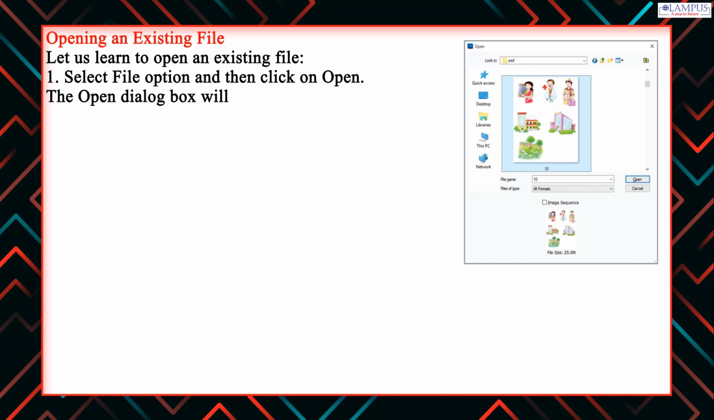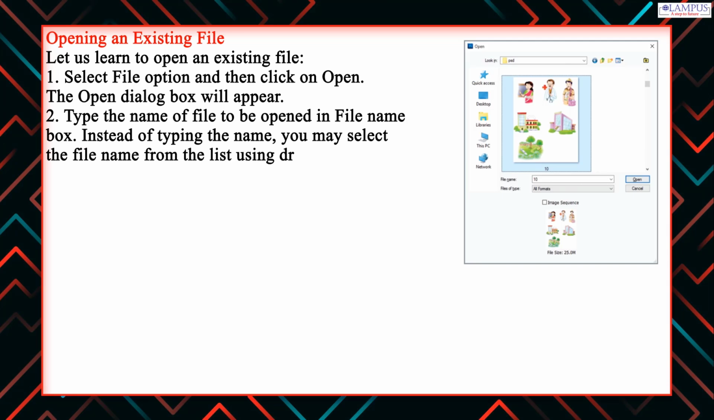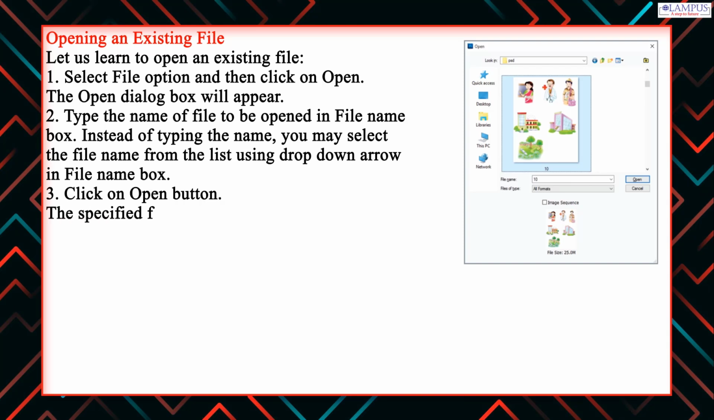The Open dialog box will appear. 2. Type the name of the file to be opened in the File Name box. Instead of typing the name, you may select the file name from the list using the drop-down arrow in the File Name box. 3. Click on the Open button. The specified file is opened.